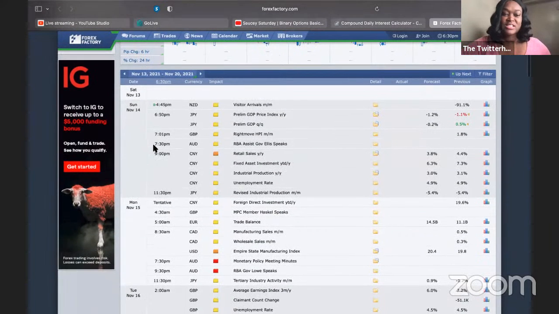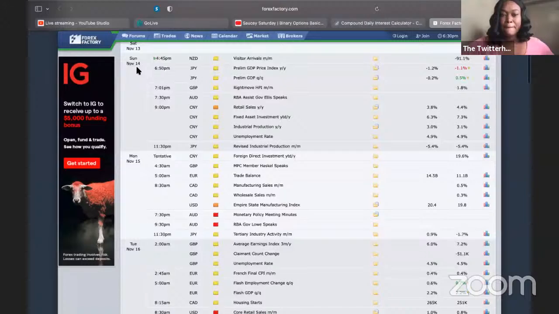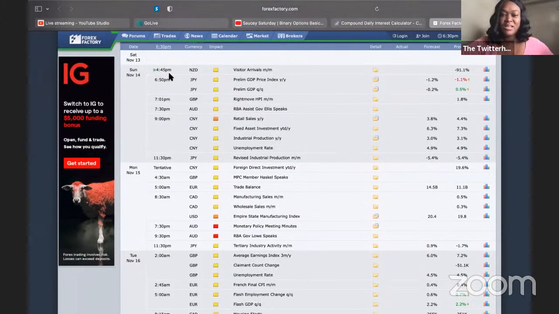Okay, good. All right. So the market is going to reopen at 5 p.m. Eastern Standard Time on Sunday, right? So Sunday, November 14th, here we see at 4:45 p.m., there's going to be a yellow folder on the New Zealand dollar. Now, yellow folder, like I stated before, it's low impact expected. So you can trade that if you want to, or you can decide that any currency that has any folders, you're just not going to trade it.